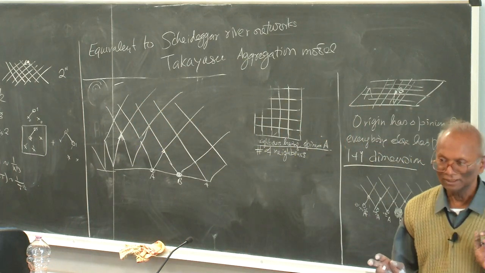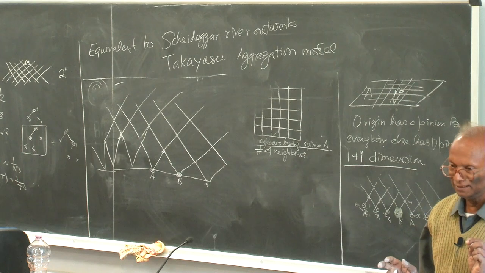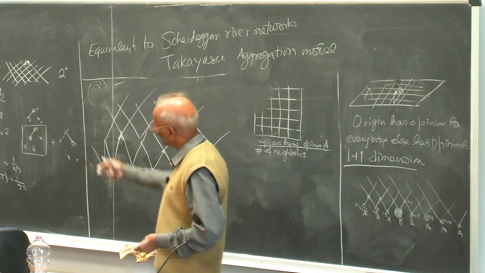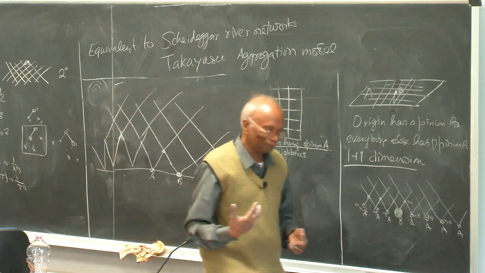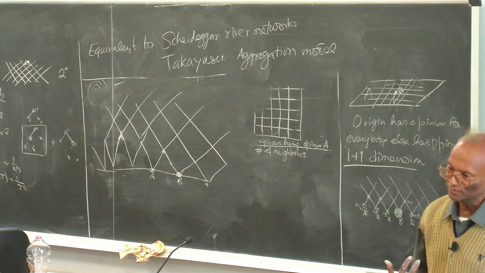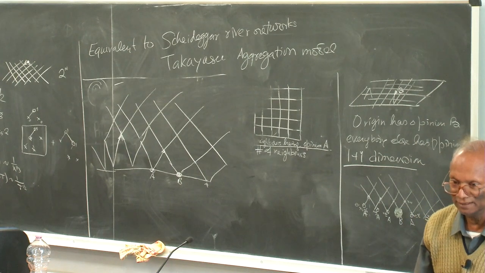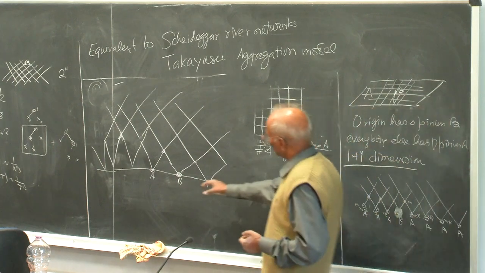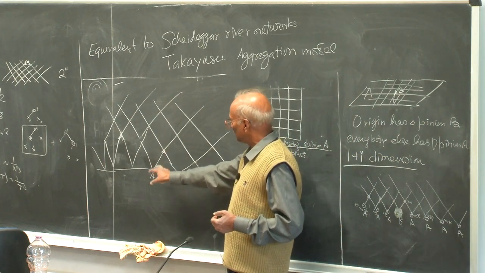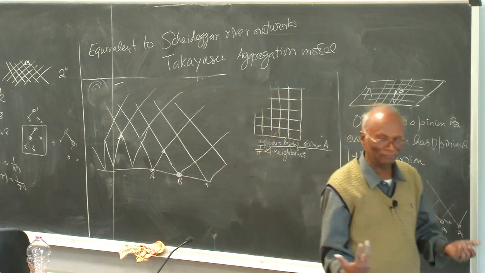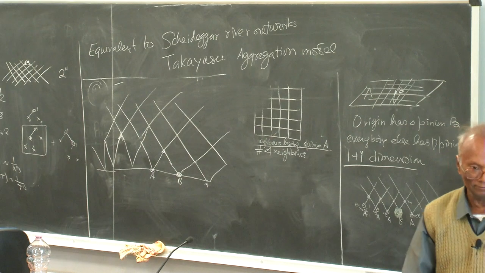So the claim is that the evolution of the A and B colors in this model is the same as the toppling process in my original model. Because if some site topples, then whether the next site will topple or not depends on those below. If one of the sites below topples, then it topples with probability half. If both of them topple, then it topples with probability one.